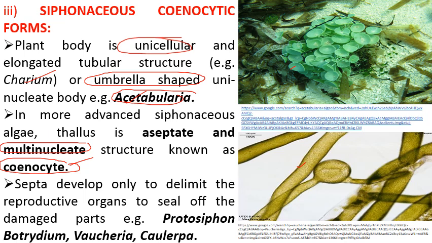And the septa formation only takes place during time of injury or during the formation of sex organs. So septa develops only to delimit the reproductive organs. जब reproductive organs बनते हैं उनको delimit करने के लिए या फिर seal off the damaged part. For example, we have Protosiphon, then we have Botrydium, Botrydia, and Caulerpa. So these all are the Siphonous cenocytic forms.